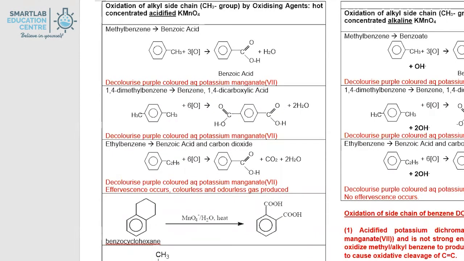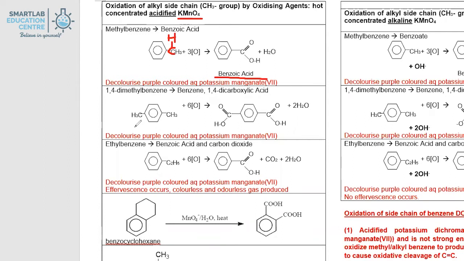Let's take a look at the oxidation of the side chain of benzene. One of the things we do know is that if the carbon that bonds to benzene is also bonded to one hydrogen, then one of the products produced when you add potassium manganate as an oxidizing agent is benzoic acid.